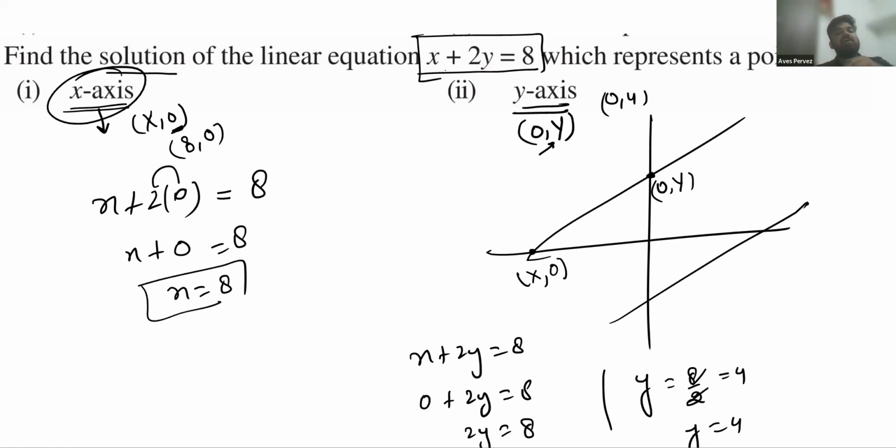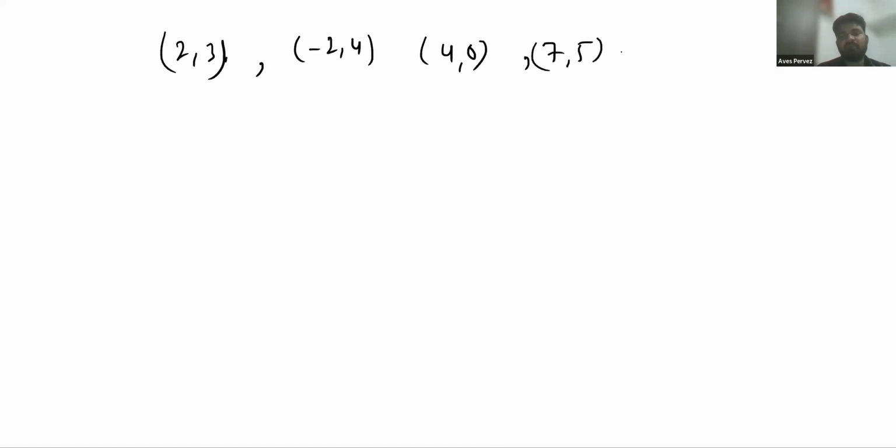So if I'm asking, let's say, among the points (2, 3), (-2, 4), (4, 0), (7, 5), (y, 0), (0, 2), which of the following points is lying on the x-axis? How can (4, 0) lie there? Because it has y value 0. On the x-axis, y is 0. So this will lie on the x-axis.